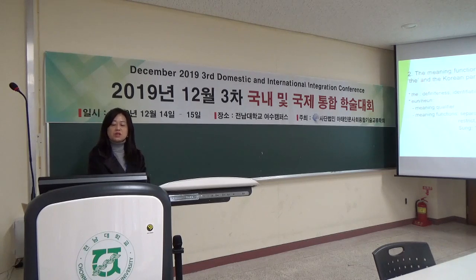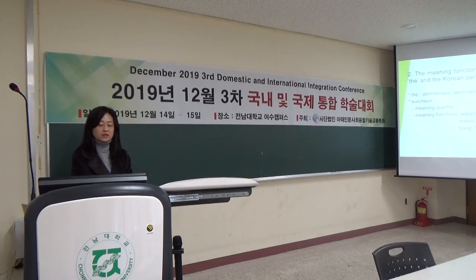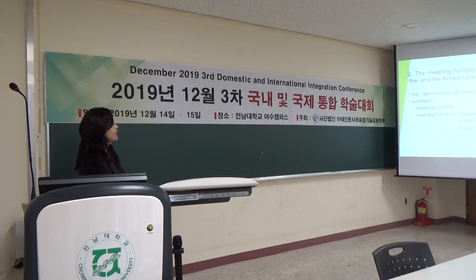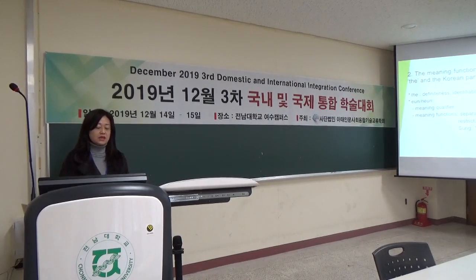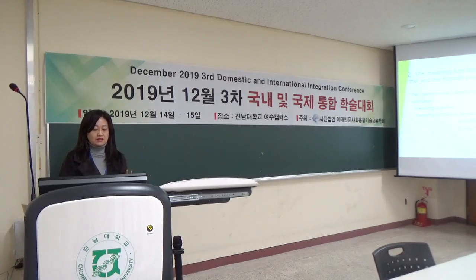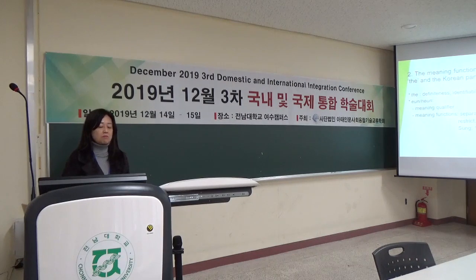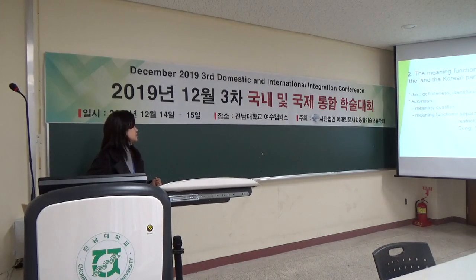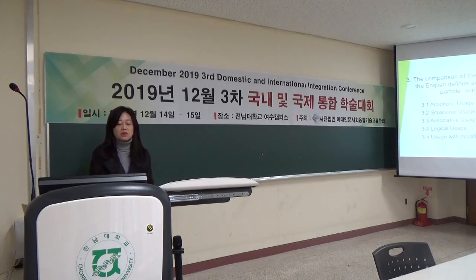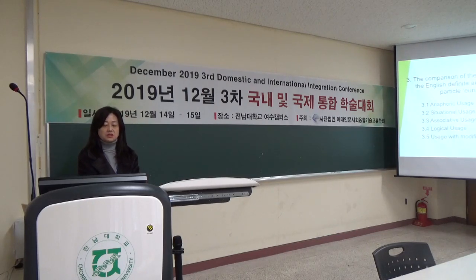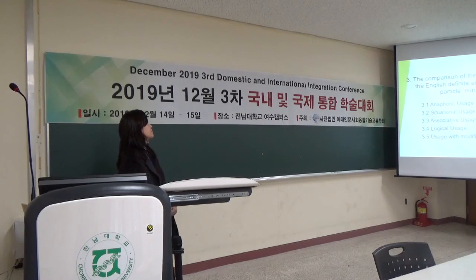So regarding the meaning function of the English definite article 'the' and the Korean particle 은/는, I think they have a similar meaning. 'The' has definiteness and identifiability, and 은/는 has meaning functions such as separation, exclusiveness, contrast, distinction, restriction, specification, and limitation. Also, 은/는 is a meaning qualifier, and the definite article 'the' is also a meaning qualifier. Number three, the comparison of the meaning functions between the English definite article 'the' and the Korean particle 은/는: overall, I examined the five categories through the analysis of the novels.